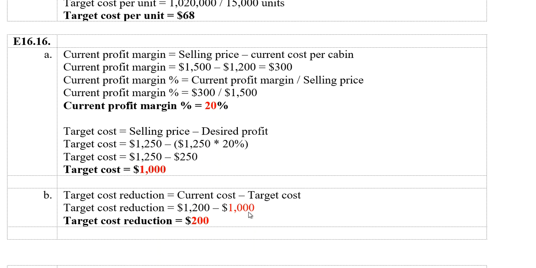So you're going to have to drop your cost from $1,200 down to $1,000. And you'll see that worked out down here. And so your target cost reduction is going to be $200, right? So listen, how can a cruise line bring down the cost of their cruise by $200? Well, a lot of cruise lines are now requiring people to spend money when they go on these excursions and stuff, and they may have to increase that.